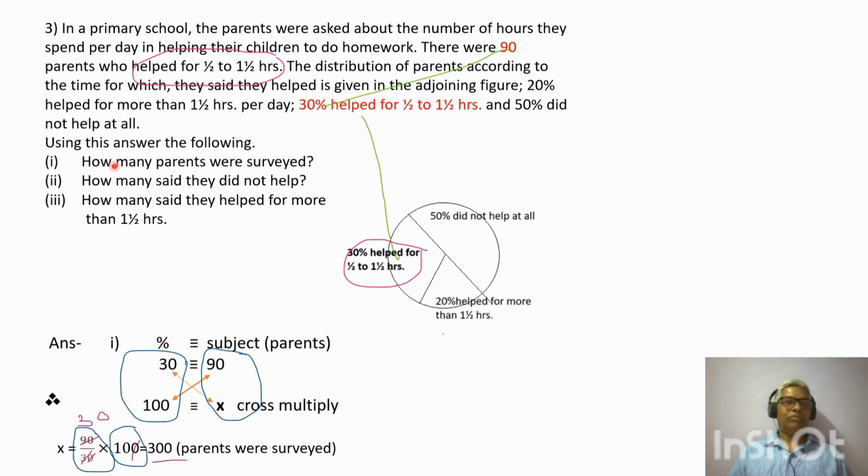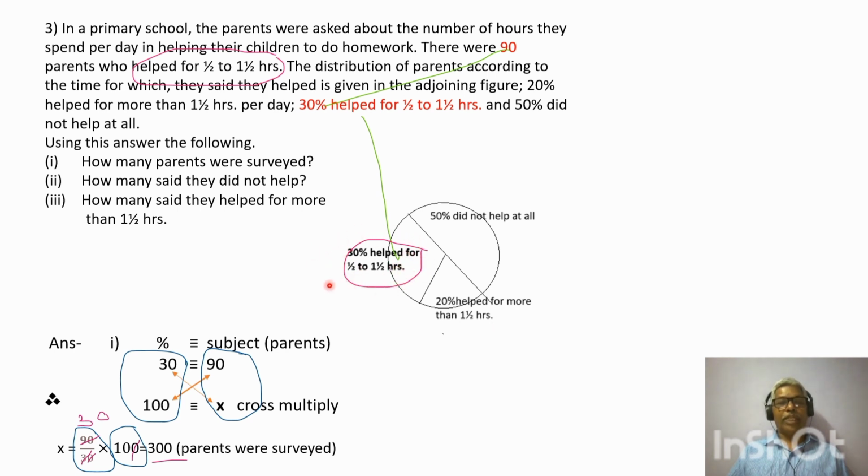Okay. Now using this, you have to answer these questions. How many parents were surveyed? How many parents were asked? So with this, we have to observe this. 50% did not help at all. 20% help for more than 1.5 hour. Then 30% help for half to 1.5 hour.